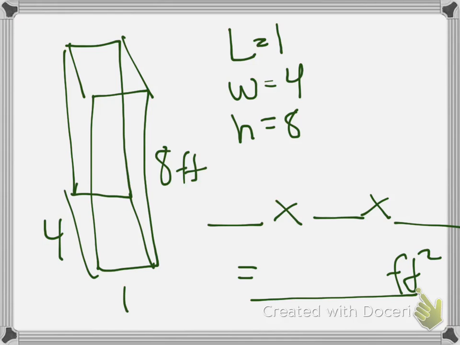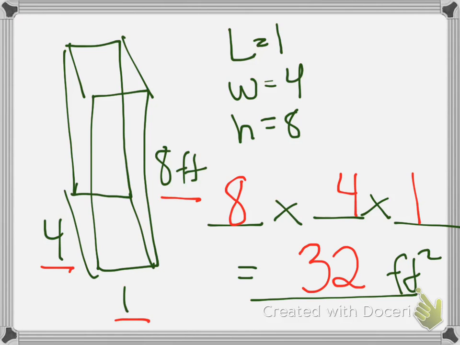Let's try this one. Excuse my drawing. Our length is 1, our width is 4, and our height is 8. Alright, if you're plugging in the information, you'd fill those in the blanks. 8 times 4 is 32, and 32 times 1 is 32. Oops, I messed up here, and it's feet cubed.